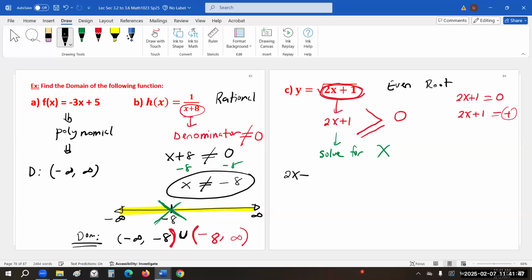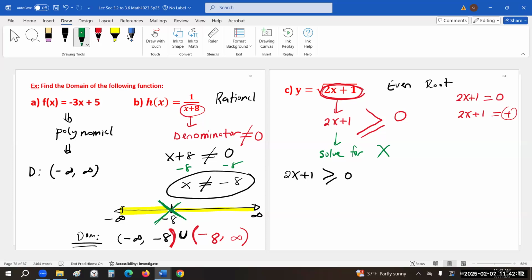So we have 2x plus 1 bigger than or equal to 0. To get the x alone, which one do you get rid of first? The 2 from the front or plus 1? We want to get the x alone. Come on, guys. We did so many solving problems. What's wrong with you today?